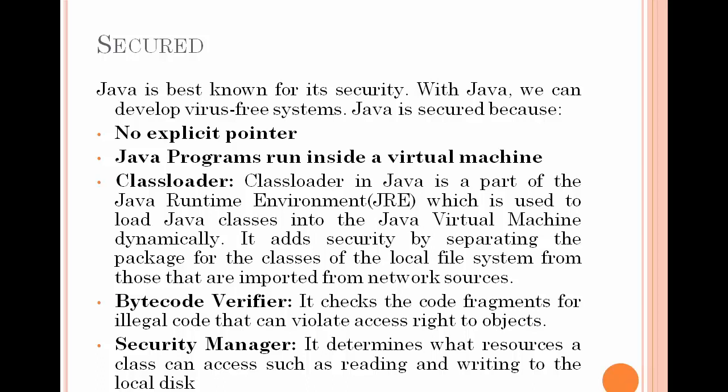Bytecode verifier. Once after compiling, the Java code is converted into bytecode. The verifier checks the code fragments for illegal code that can violate access rights to objects. Then the security manager. It determines what resources a class can access, such as reading and writing to the local disk.